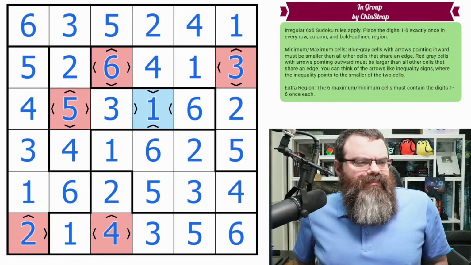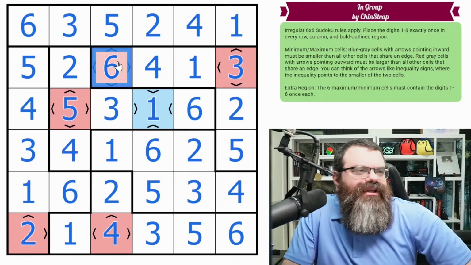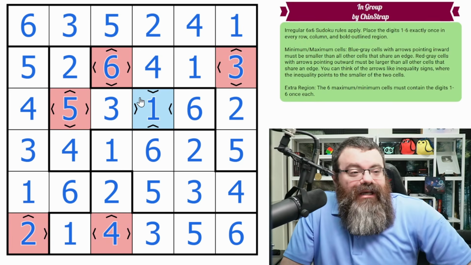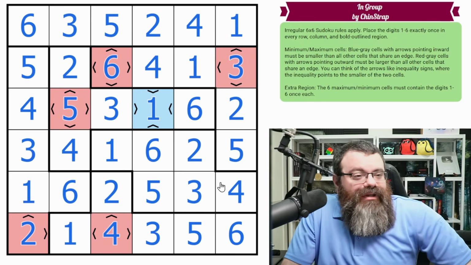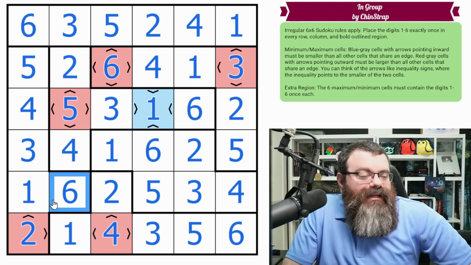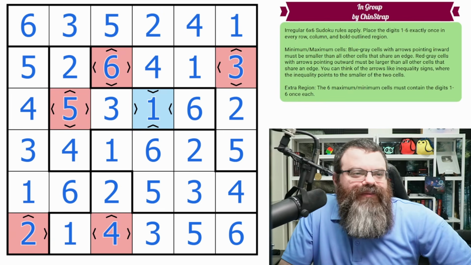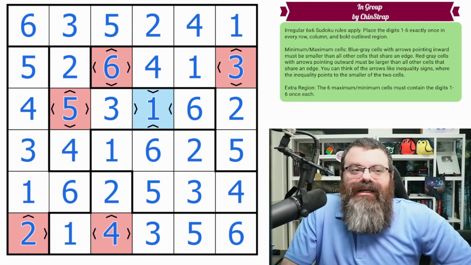We really made good use of the extra region in the min-max. That was pretty neat. I was thinking we were going to have a lot of irregular logic when I got started because of the shape of the regions, but it ended up being this extra region here with the min-maxes that did a lot of the heavy lifting. So very focused puzzle. Neat idea as well.